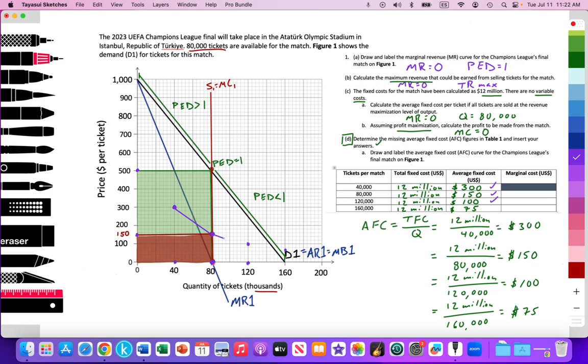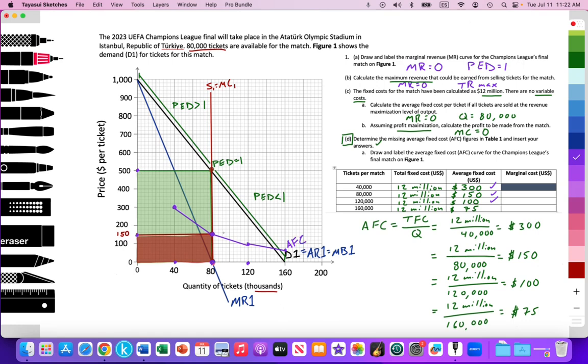So here we have there, and there, more or less. And I'm going to label that average fixed costs. Get rid of this. There's my average fixed cost curve.